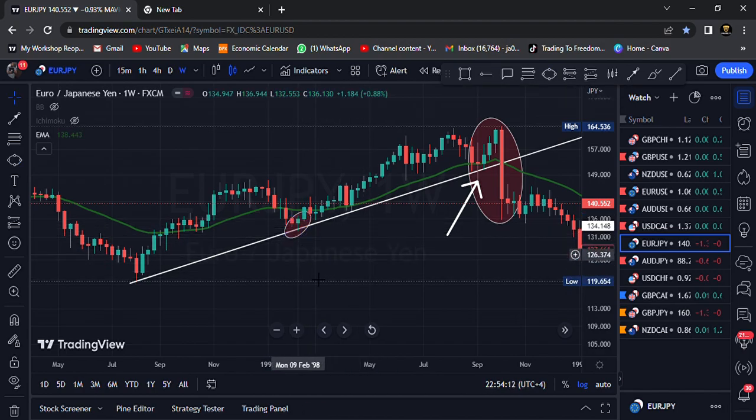Yeah, it's been tested here, forming a hammer. So this is where the hammer is important. You know already price has crossed above the moving average. Here it attempted to cross below and continue down, but it didn't cross. Instead it formed a hammer. So this is when the hammer is important.